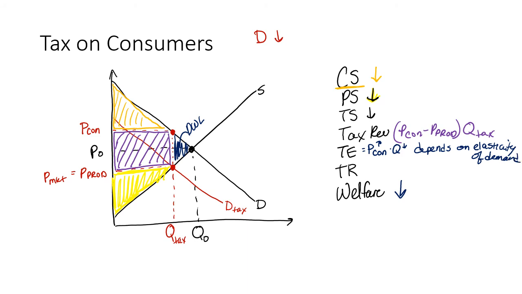Total revenue, though, we will be able to tell. So revenue is how much money is made. So that's the price the producer gets to keep times the quantity they sell. Here our producer price is lower than it used to be, and so is the quantity. So we can tell for sure that total revenue has fallen. So this gives you a picture of what happens whenever there is a tax on consumers.